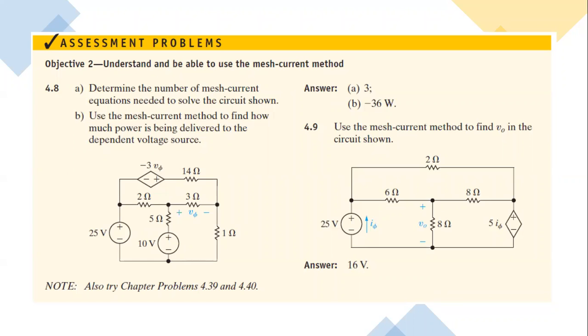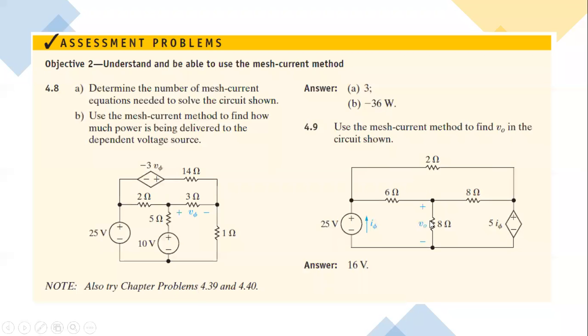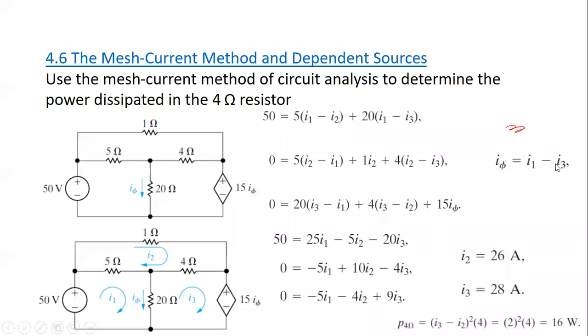More complex. Okay, in the previous one, what was I5 equal to? I1 minus I3, right? Because it is here. Do you see I5? Yes. But in this one, what will I5 be equal to? I1. So it will be simpler because I don't even need to substitute this value here.